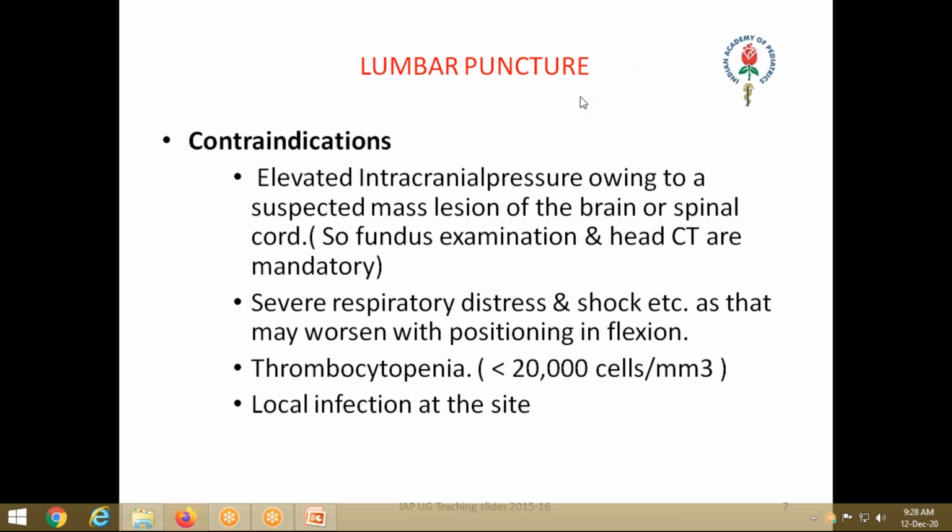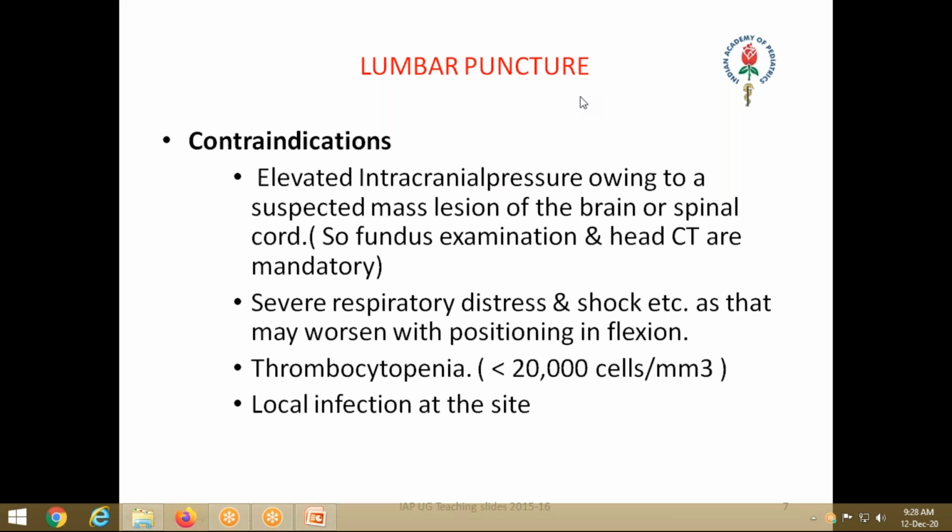Contraindications are elevated intracranial pressure owing to a suspected mass lesion of the brain or spinal cord, severe respiratory distress and shock, etc. If the child presents with respiratory distress or shock, you should not do an LP because the position may worsen the shock or respiratory distress.